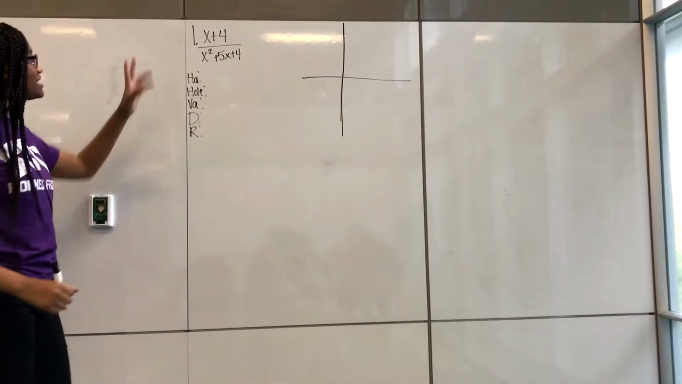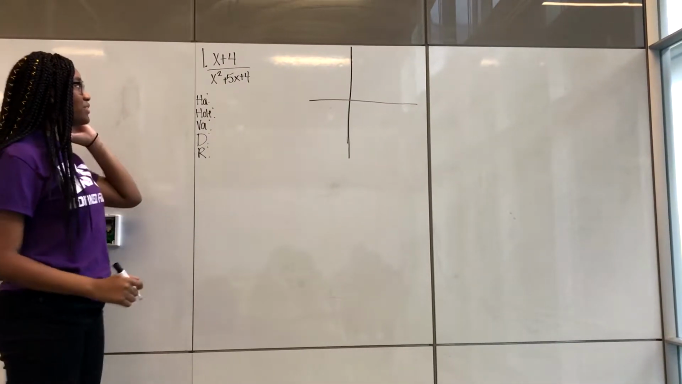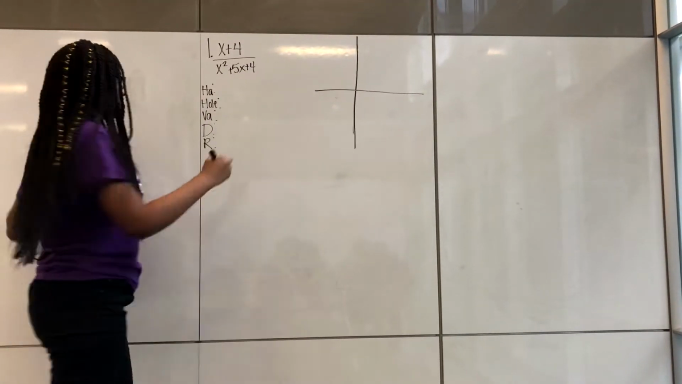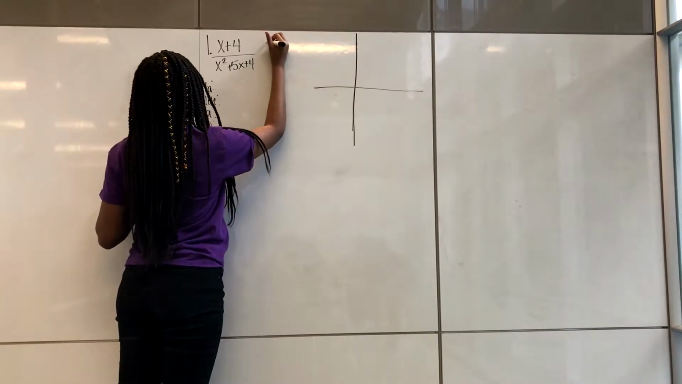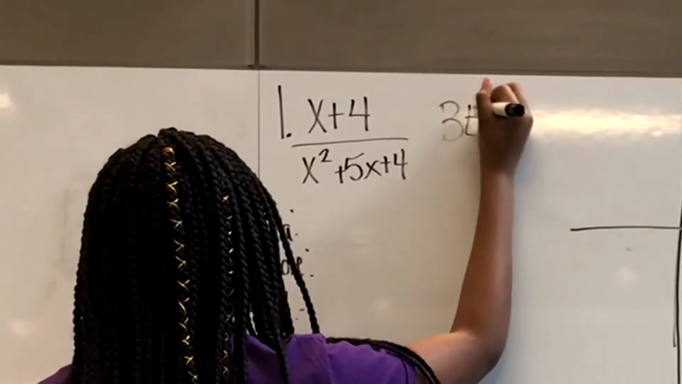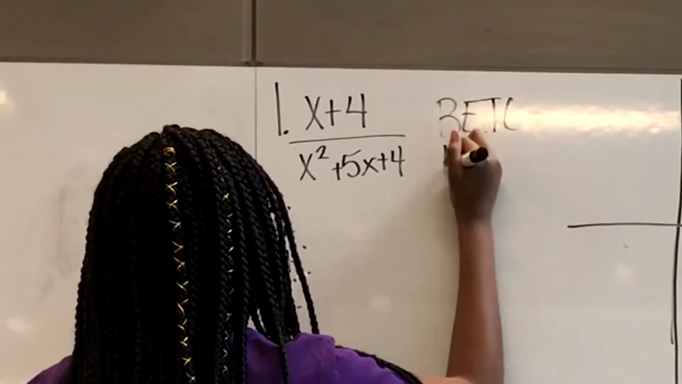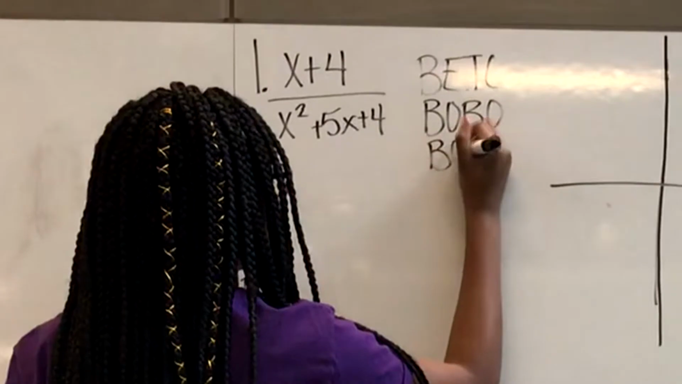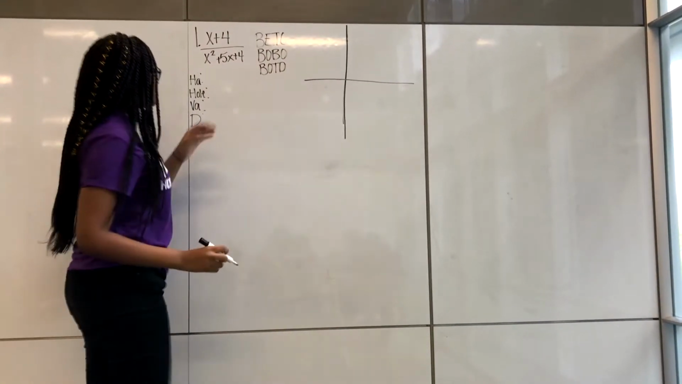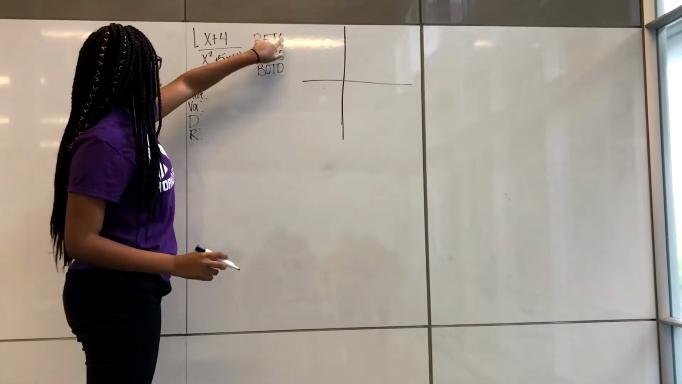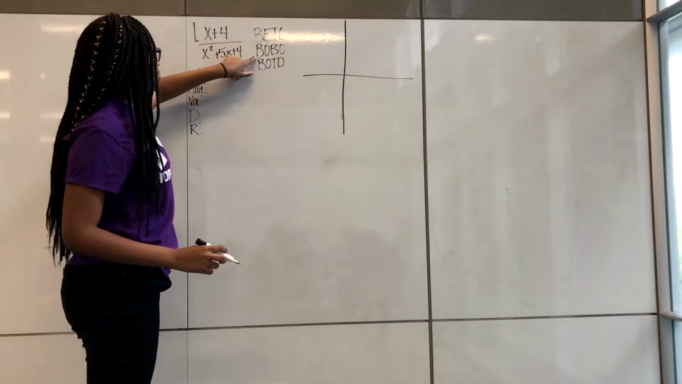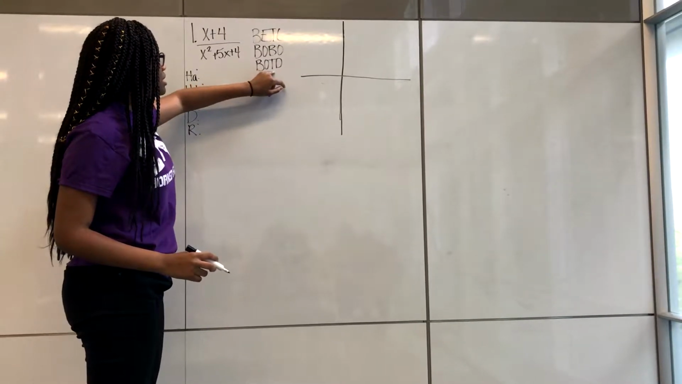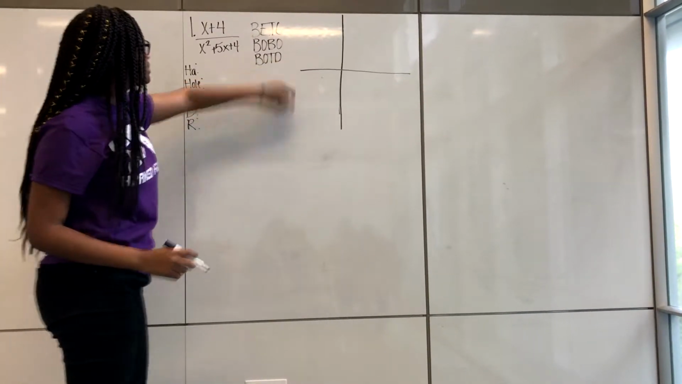The first problem is x plus 4 over x squared plus 5x. First thing you're trying to find is the HA, which is the horizontal asymptote. To find this, you use an acronym called Betsy, Bobo, and BoTD. Betsy means bottom equals top, so you use the coefficient. Bottom bigger on bottom, so 0, and bigger on top, so it's undefined.